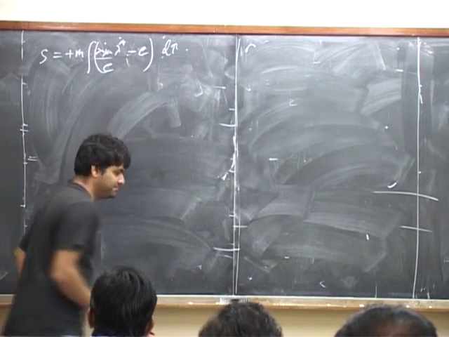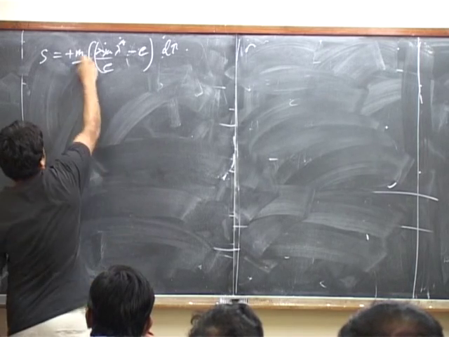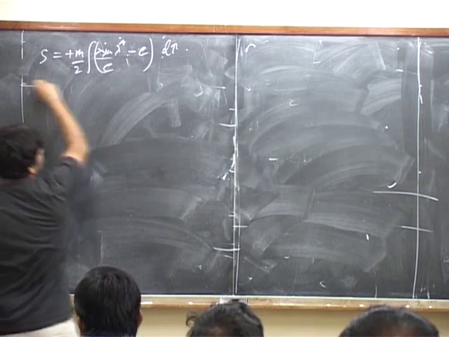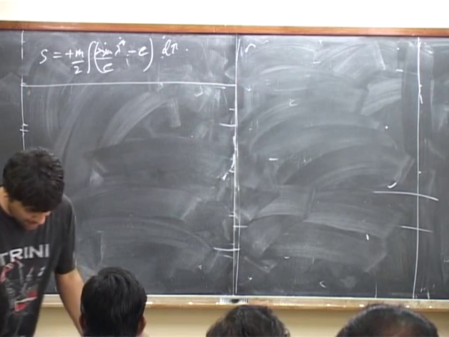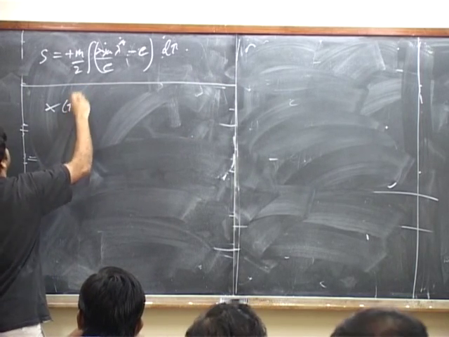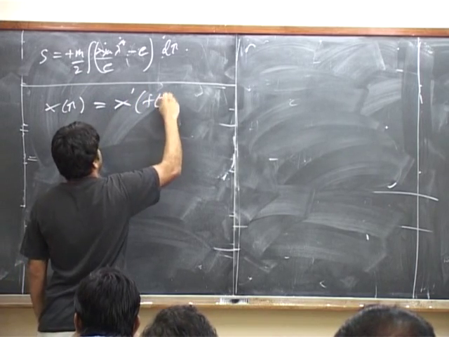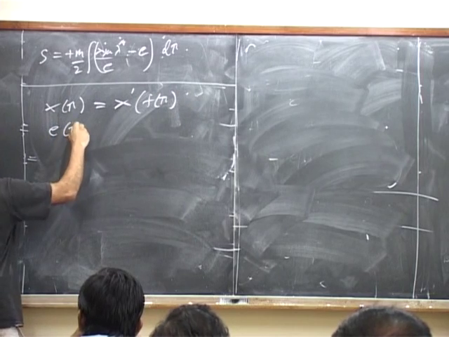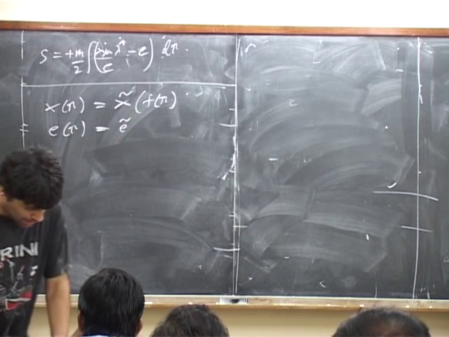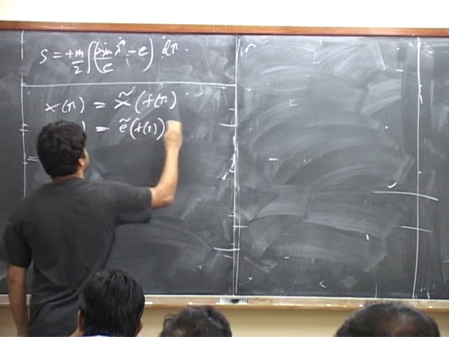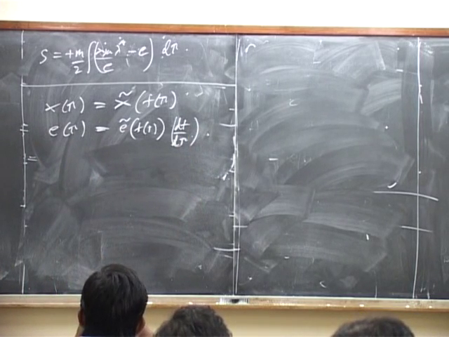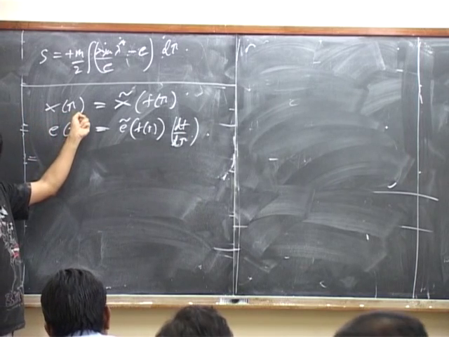Okay, tau, 1 over m by e. Okay, and now I want you to notice one thing. Suppose you make the substitution x of tau is equal to x prime of f of tau, and e of tau is equal to e tilde of f of tau, df by f. So I've got a set of variables, and I rewrite the action with this variable change.